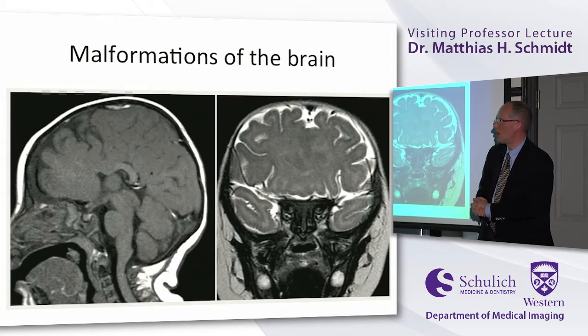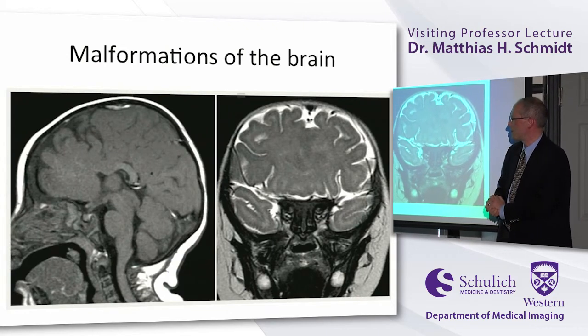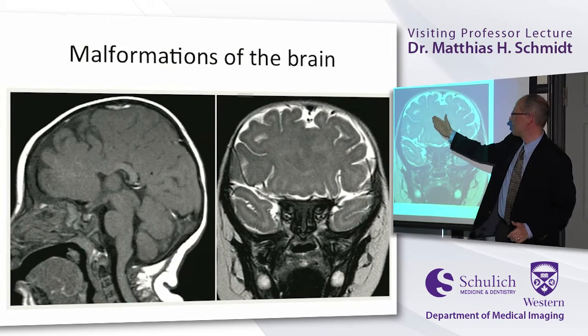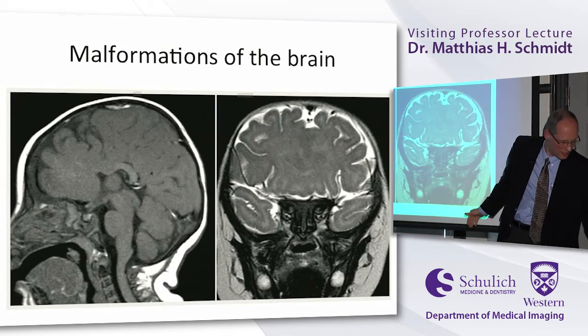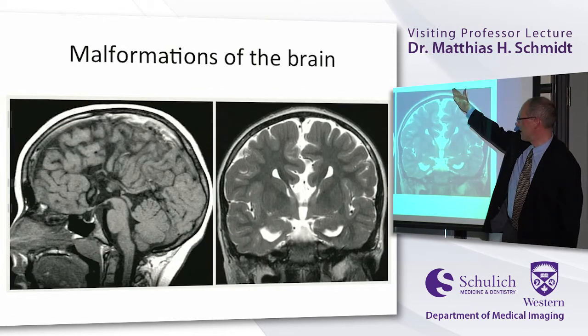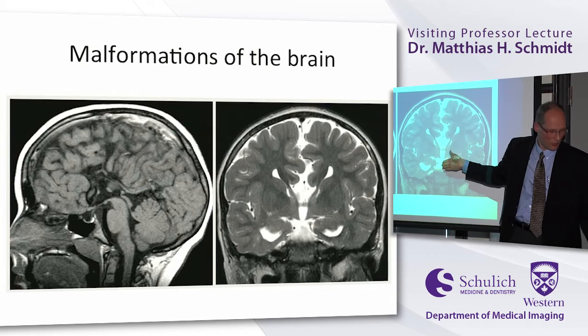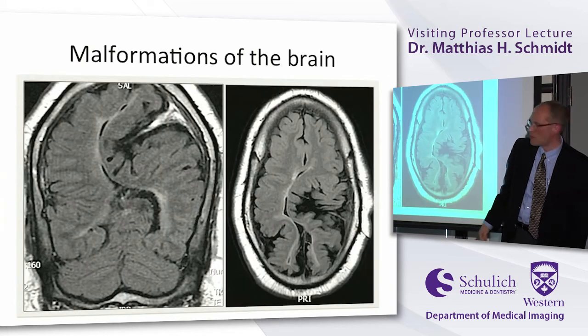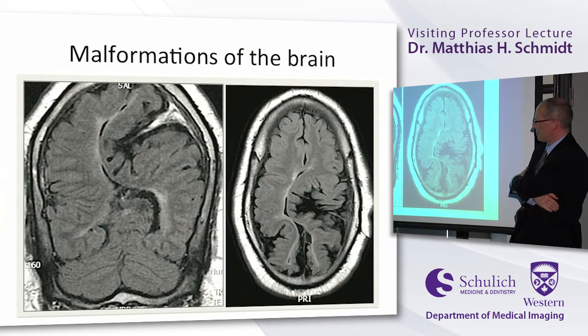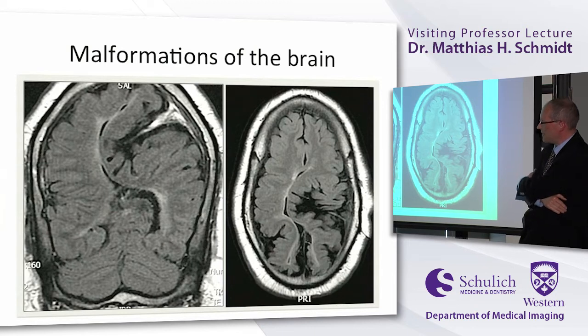So when things go wrong that early, you can get some very profound abnormalities like holoprosencephaly, or kind of the opposite, agenesis of the corpus callosum. This is the most profoundly malformed brain I've seen yet.